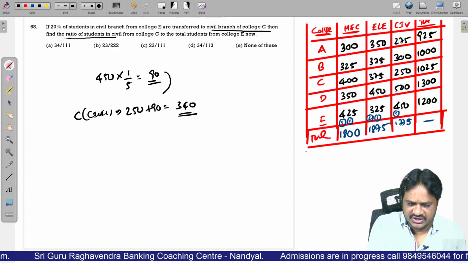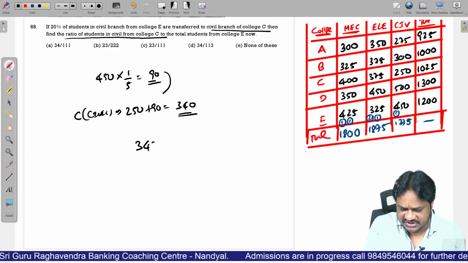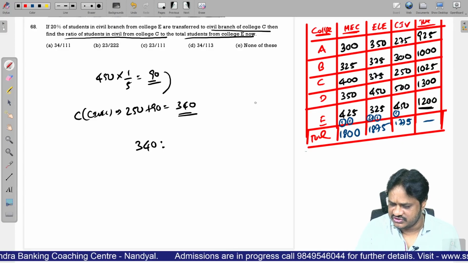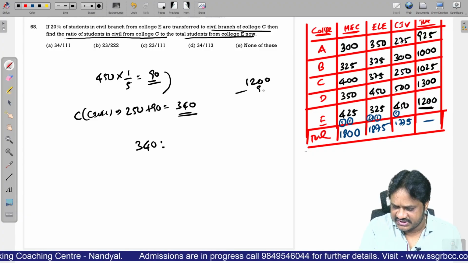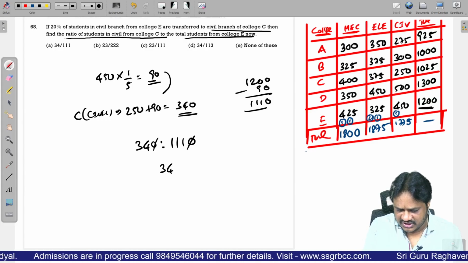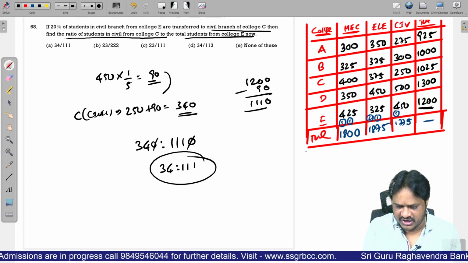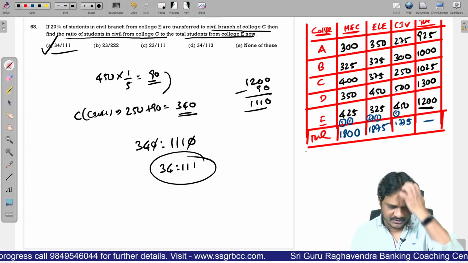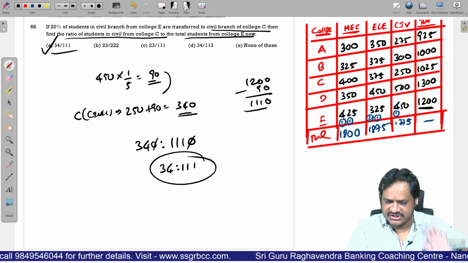Now find the ratio of civil students of C, that is 340, to total students of E. Actually total students of E is 1200. Since 90 members are transferred, it is 1110. If you cancel 0, the answer is 34 is to 111, or 34 by 111. So option is 1. Let us see the next question, 69 question.